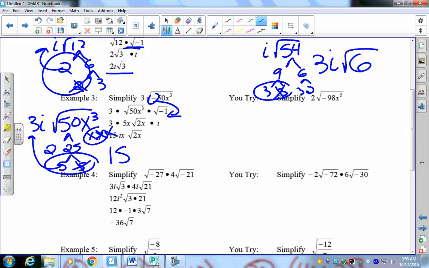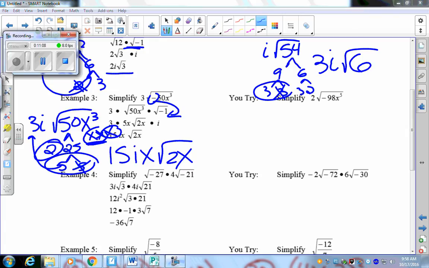And I usually like to keep my variables in alphabetical order, so I have ix. i is just a letter, guys. I mean, it's a letter, it's a variable with meaning, but treat it like a variable, okay? So i is on the outside, and x from over here, which leaves me with 2 and this x underneath. All right, so same thing, pull out the i, treat it like you normally would. Go ahead, pause the video, and do the you try on your own.